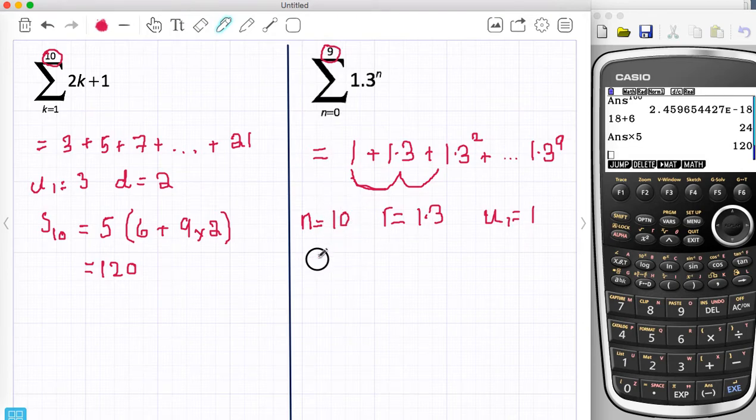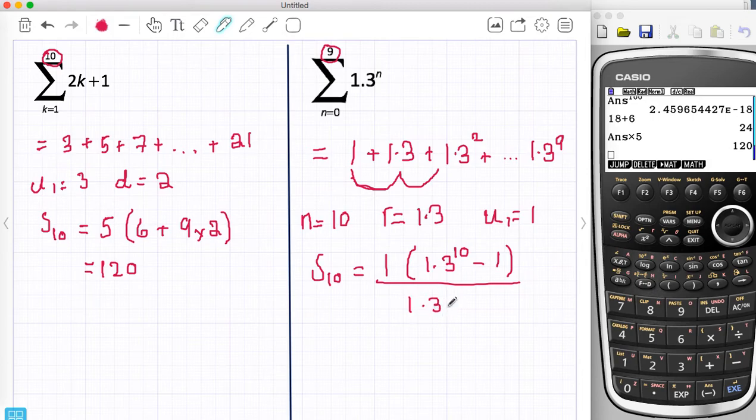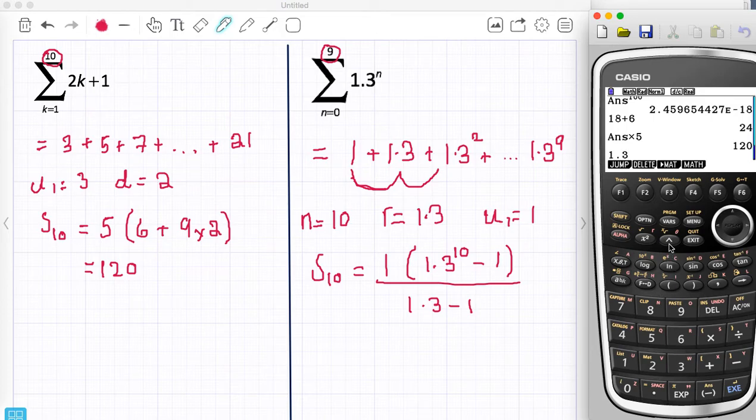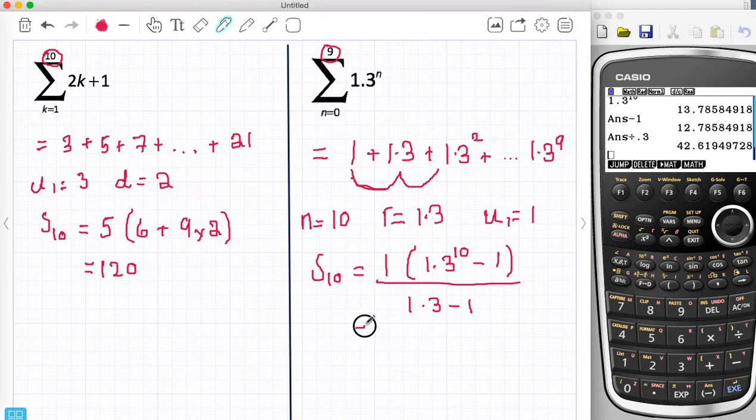So now I'm going to use the sum, because sum means add up, the sum of the first 10 numbers, u1, which is 1, times 1.3 to the power of n, take away 1, and then divide everything by 1.3 take away 1. So I'm definitely going to use a calculator for that. 1.3 to the power of 10, take away 1, timesing it by 1, and then dividing it by 0.3. And this gives me 42.6.